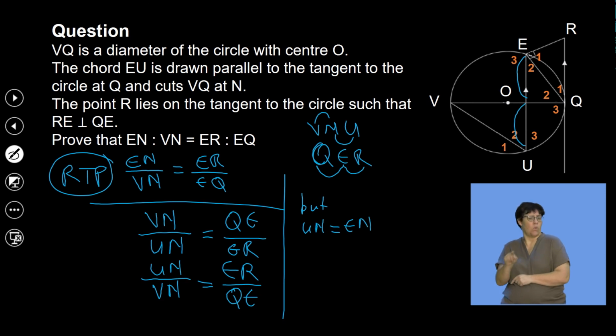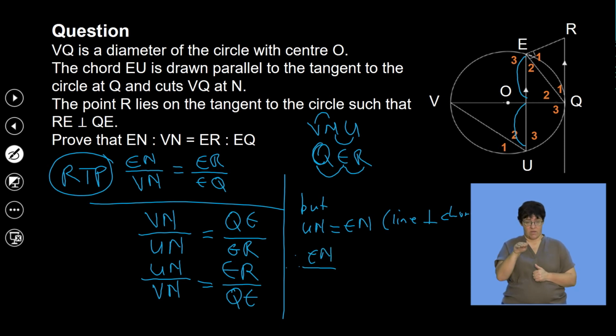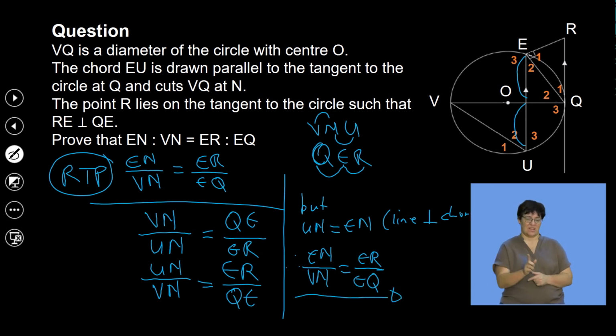And my reason for this will be line drawn perpendicular to chord, right? Line drawn perpendicular to chord. Therefore, it makes this to be, therefore, EN over VN is equal to ER over, I will just write this as EQ so that you can just see what it is, right? And then you would have proven what they wanted you to prove.